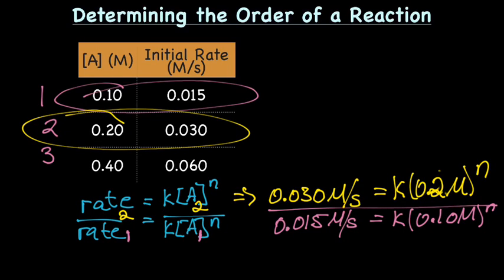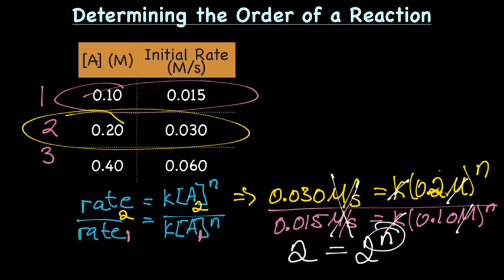And now we can solve. So first of all, my K's cross out. Okay, and those cross out. That crosses out. So now when we do the math, we end up with 2 equals 2 to the N. So solving for N has to be 1. Again, giving us a first order reaction.